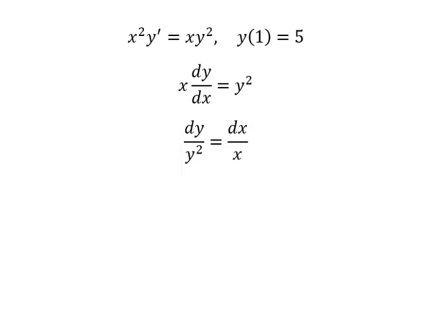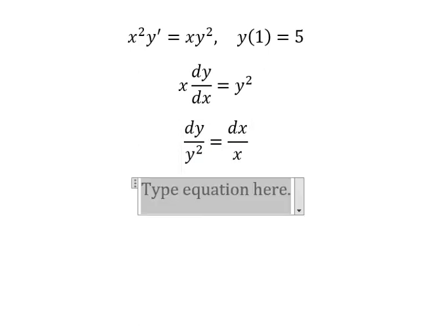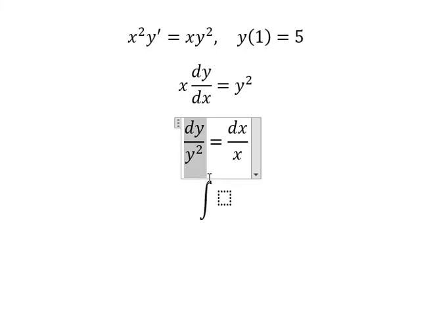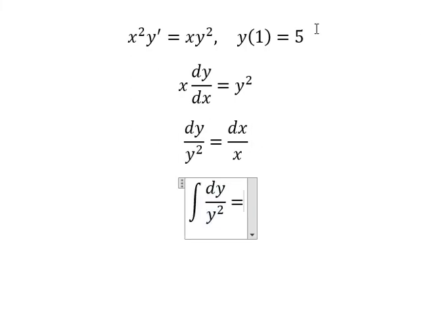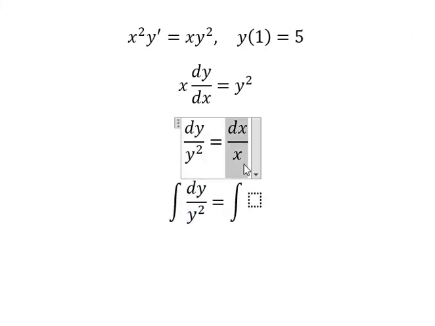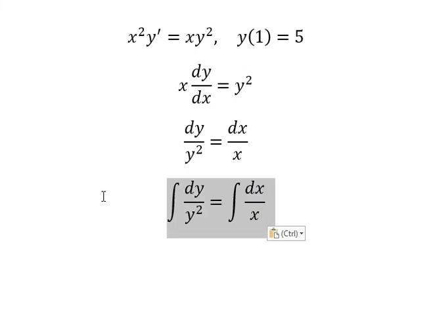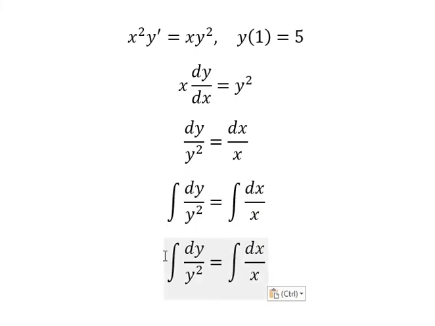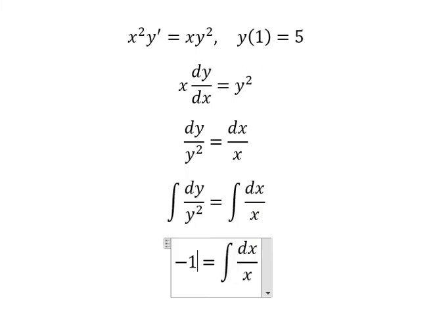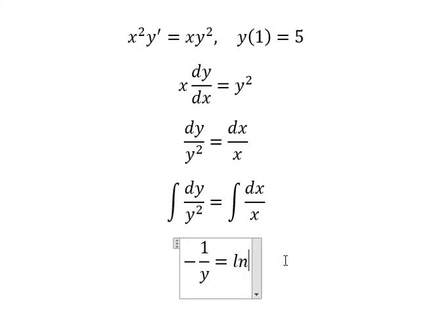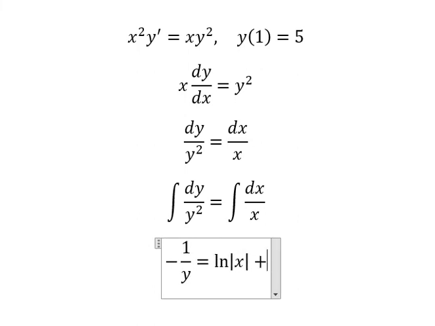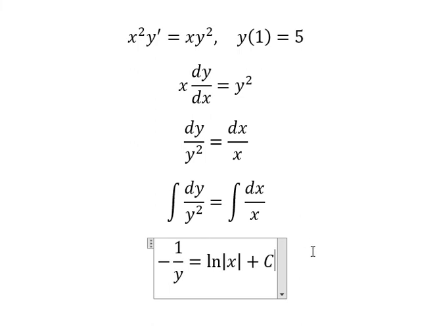Next, we need to integrate both sides. This one we have negative 1 over y. This one we have ln of the absolute value of s, and I will put plus c.